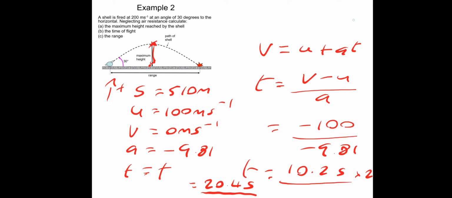Okay, so let's just clear this to make some room. So now we want the range, so we're going to work horizontally, taking right as positive. So let's write suvat again. So horizontally is s. U is 200 cos 30. We want this component, which is adjacent to the angle, so it's 200 cos 30. Final velocity, again, just a reminder, is 200 cos 30. Acceleration 0. Time is the 20.4 seconds.